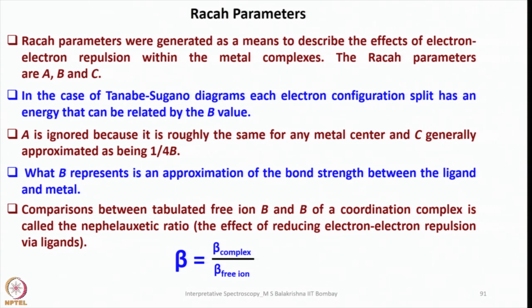In the case of Tanabe-Sugano diagrams, each electron configuration split has an energy that can be related by the B value. A is ignored because it is roughly the same for any metal center, and C is generally approximated as being 1/4 times B. What B represents is an approximation of the bond strength between the ligand and metal. Comparison between the tabulated free ion B and the B of a coordinated complex is called the nephelauxetic ratio, the effect of reducing electron-electron repulsion via ligands, that is, beta equals beta complex over beta free ion.